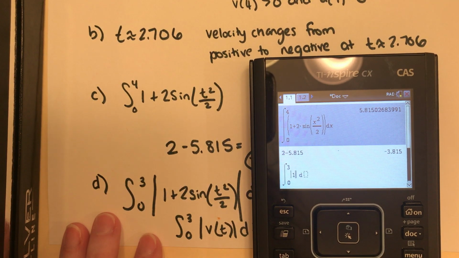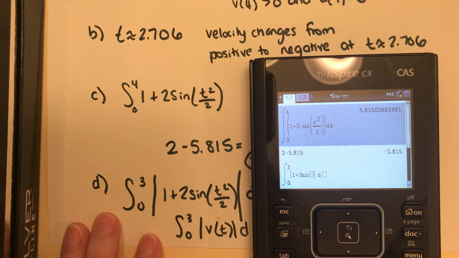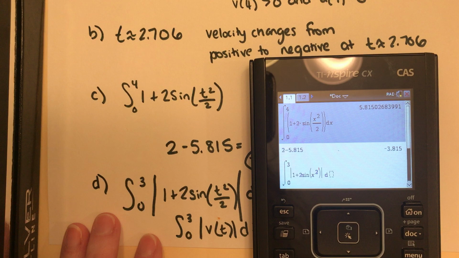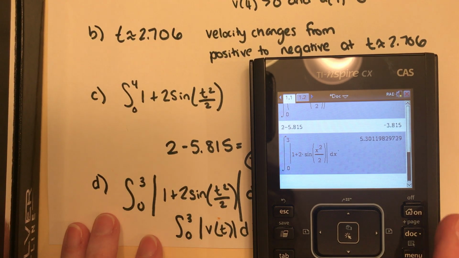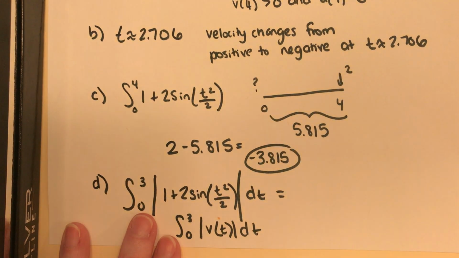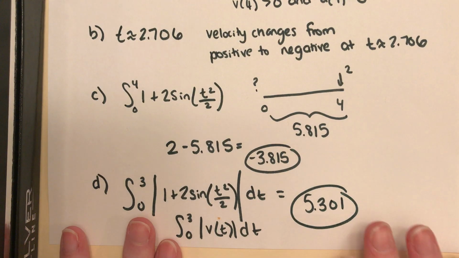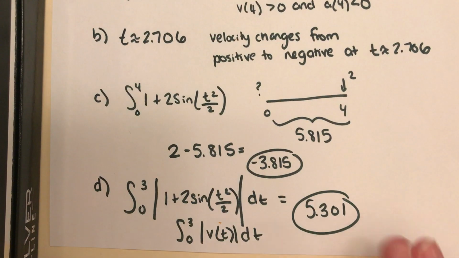Okay, now I'm going to type in 1 plus 2 sine of x squared divided by 2. You want to make sure you're always practicing with your calculator. You don't want to wait till the AP exam to do that and then have to search for buttons. So rounded to 3 places, 5.301. Okay, so that concludes our FRQ number 7.